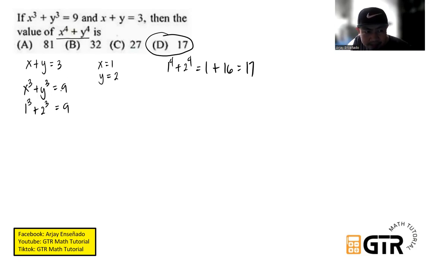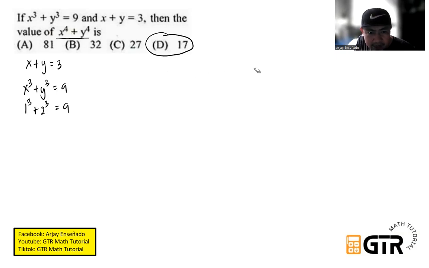But if the given x plus y equals 3 and x cubed plus y cubed equals 9 cannot be easily answered by trial and error, we will use this technique. Okay, let's try to solve without assigning values or without trial and error. This is how to solve this type of problem.